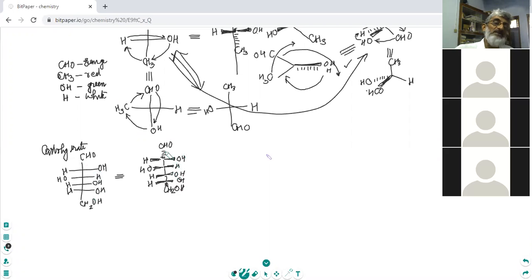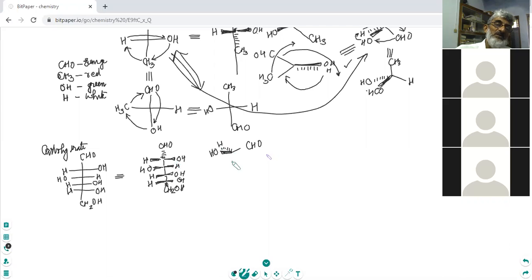Now let us rotate this, as we have done before. 90 degrees towards you. Your CHO will come here to the plane of the bond, and your OH will come here. And where is the H? H is on the back side, behind the OH.